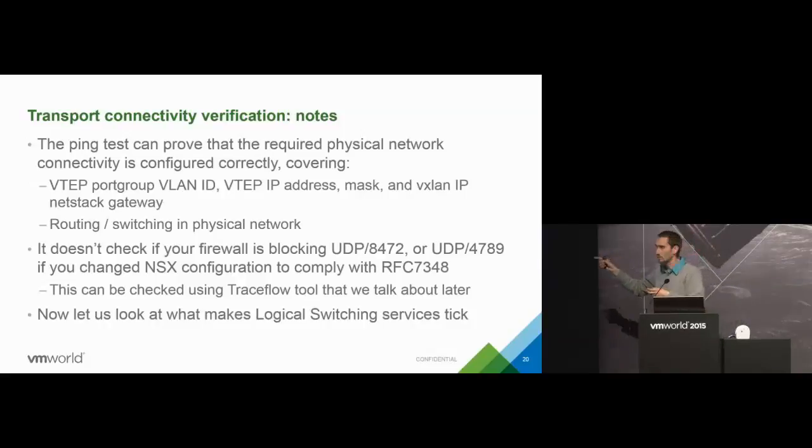Cool. What it doesn't check is whether your firewall is blocking VXLAN frames, because it's a ping, it's ICMP packets. You can still check that using the traceflow tool. I'll show you a screenshot of what a traceflow looks like. So once we've done that, we can actually move on to troubleshooting our logical space.